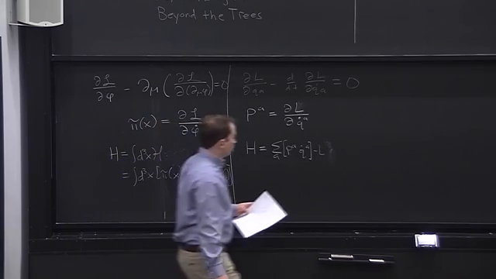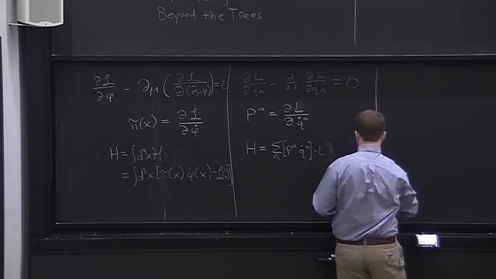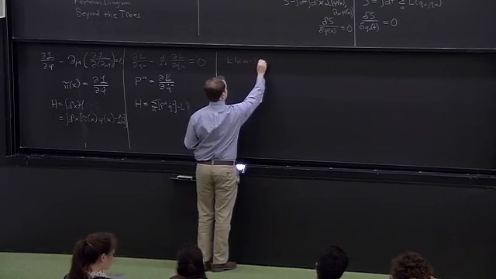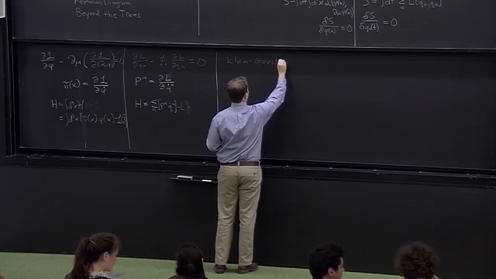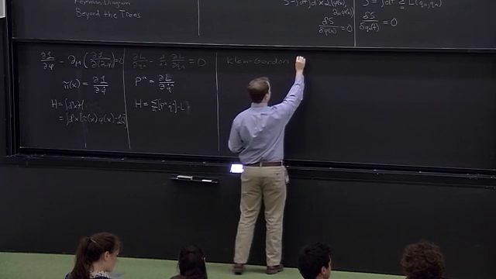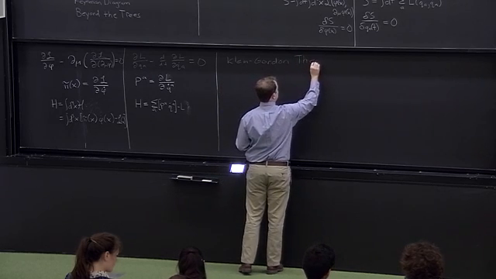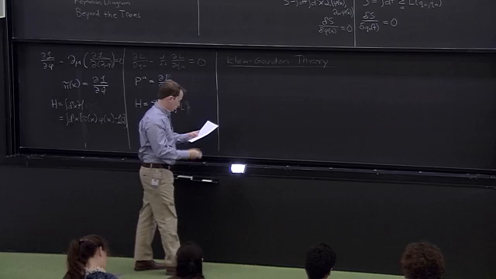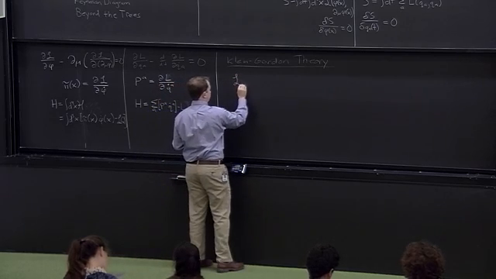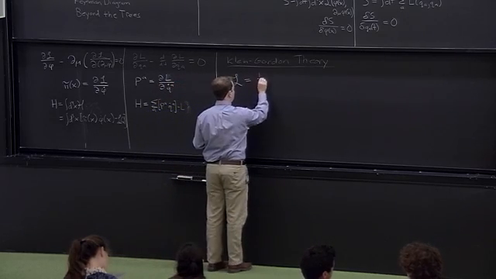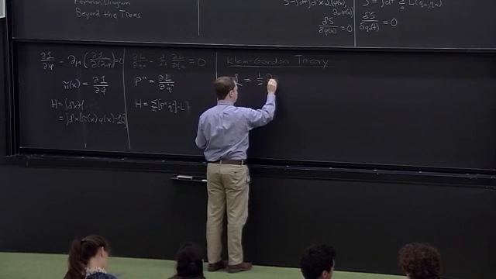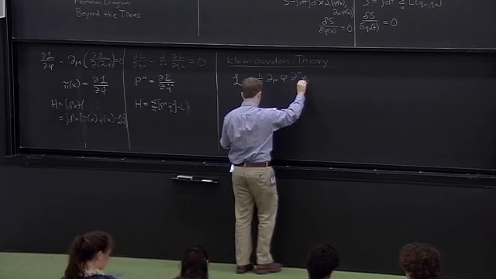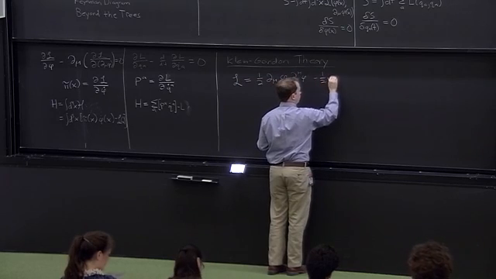Okay. So our main theory, the main theory we're going to study for this lecture and tomorrow's lecture, is the Klein-Gordon theory, which has a Lagrangian of 1/2 d mu phi d mu phi minus 1/2 m squared phi squared.